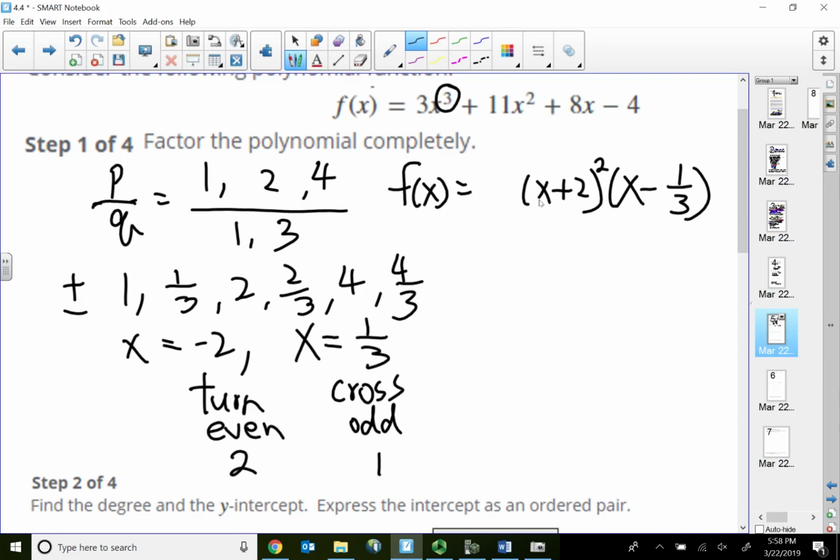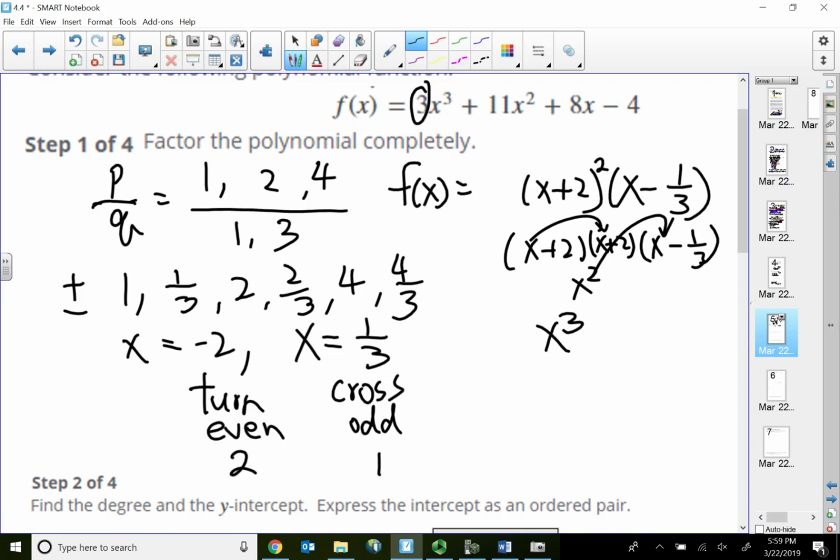But x plus 2, the whole thing squared, is x plus 2 times x plus 2. So x times x will only be x squared. Let me write this out real quick. x times x is x squared. x squared times the next x will be x to the third. But this problem has a leading coefficient of 3, so my leading coefficient up front has to have a 3 on it.